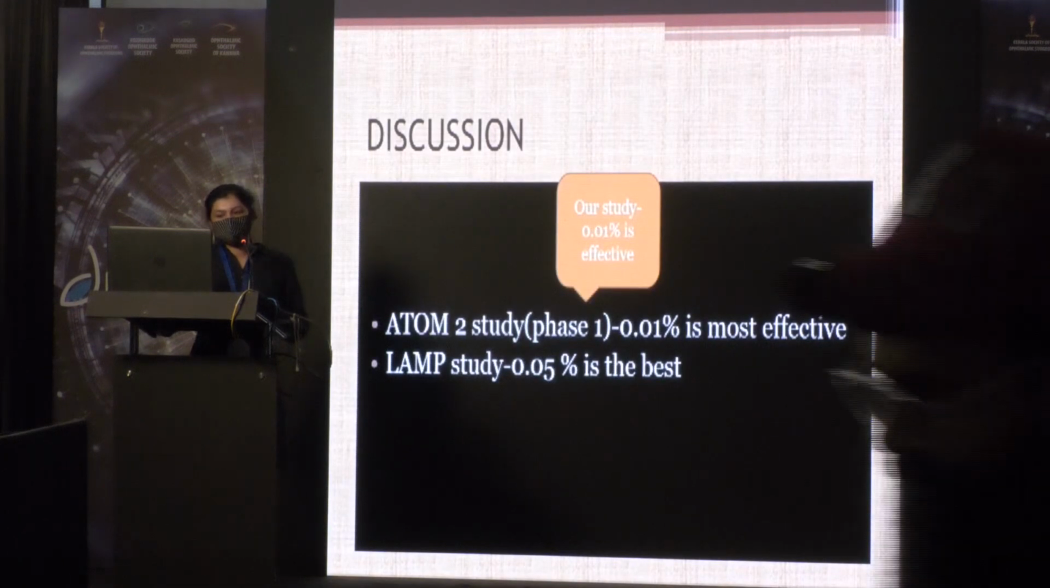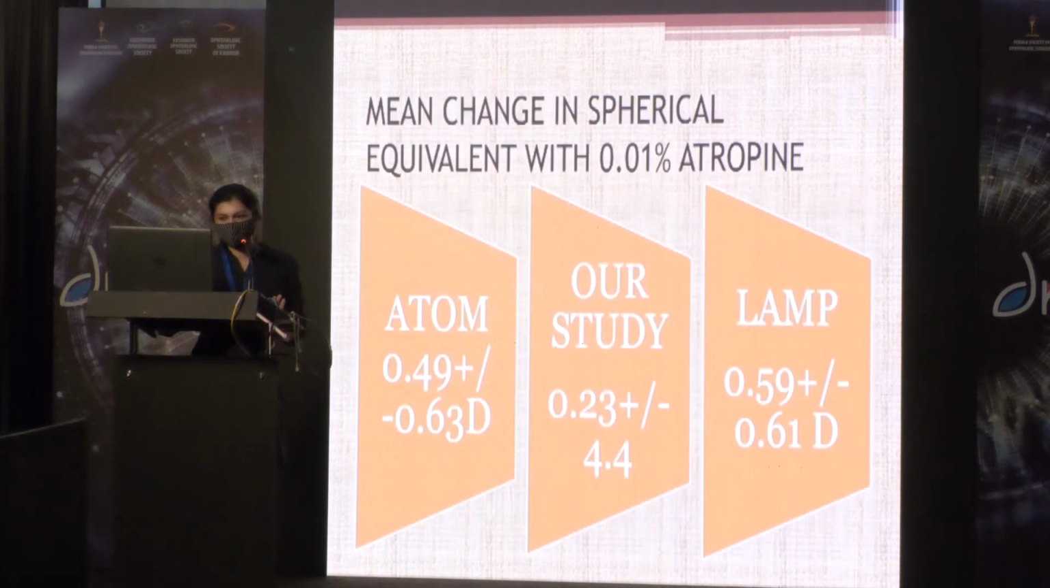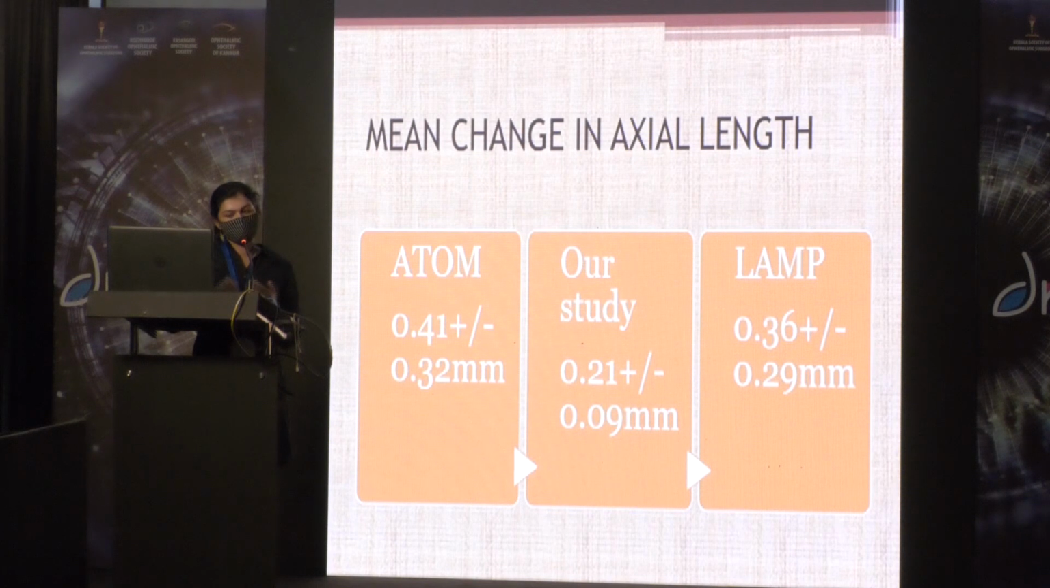Discussion. According to my study, 0.01% atropine is found to be effective in retarding myopia progression compared to the group not on atropine, and this result was found in the ATOM 2 study also. But in the LAMP study, they found 0.05% as the best low concentration atropine. Regarding the mean change in spherical equivalent, in my study, 0.01% atropine is much better in controlling spherical equivalent compared to the ATOM study and LAMP study. Also regarding axial length, in my study, 0.01% atropine is much better in arresting the increase in axial length compared to the ATOM study and LAMP study.